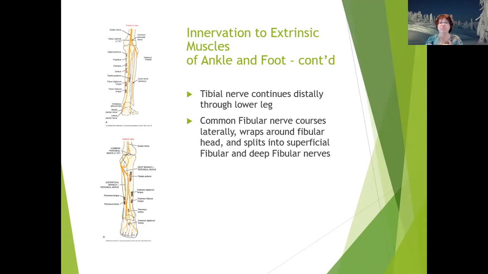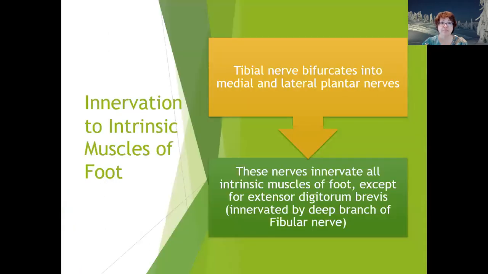The common fibular nerve goes laterally, wraps around the fibular head, and splits into superficial fibular and deep fibular. And you could probably guess what is innervated by each one just based on the name. The tibial nerve, once it goes into the foot, bifurcates into medial and lateral plantar nerves, and they innervate all the muscles of the foot except the extensor digitorum brevis, which is innervated by the deep branch of the fibular nerve. Who knows why?